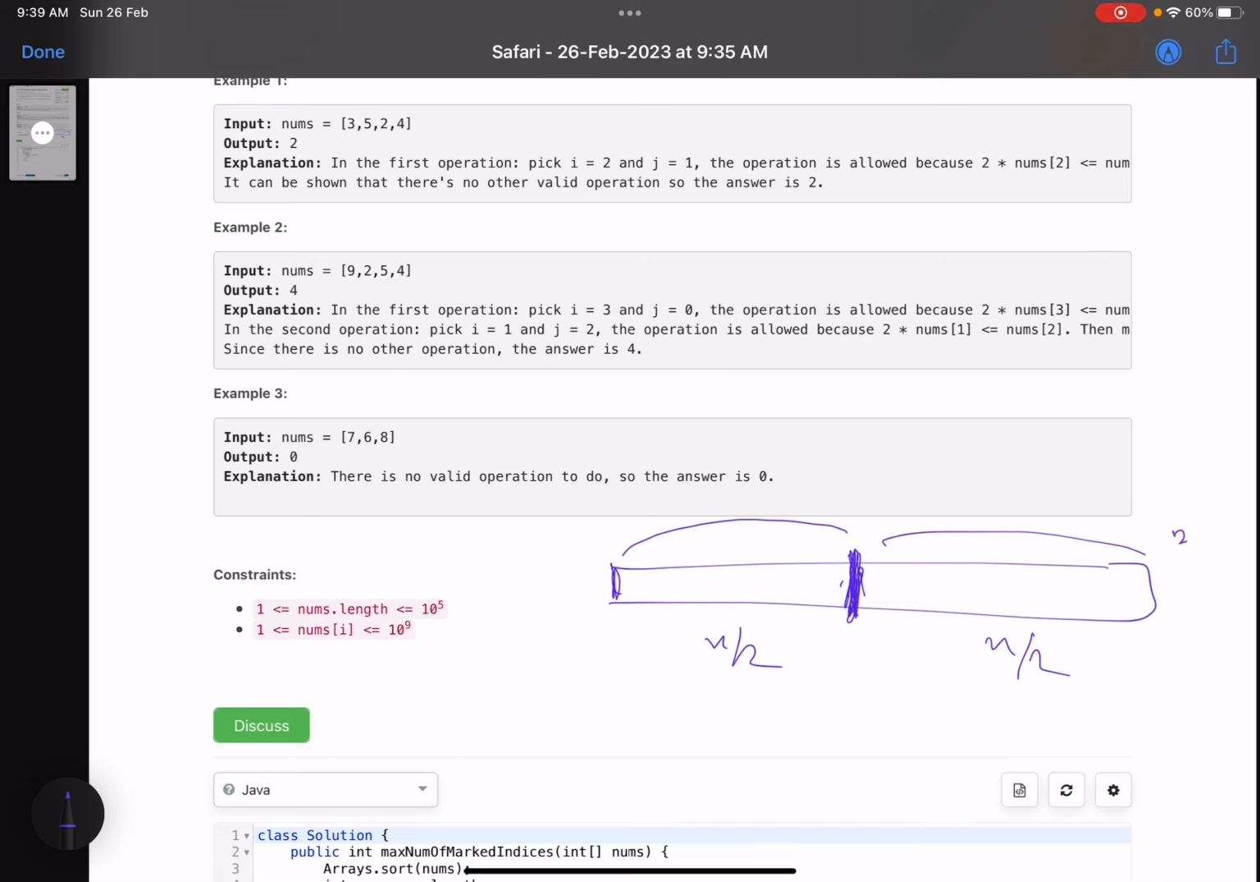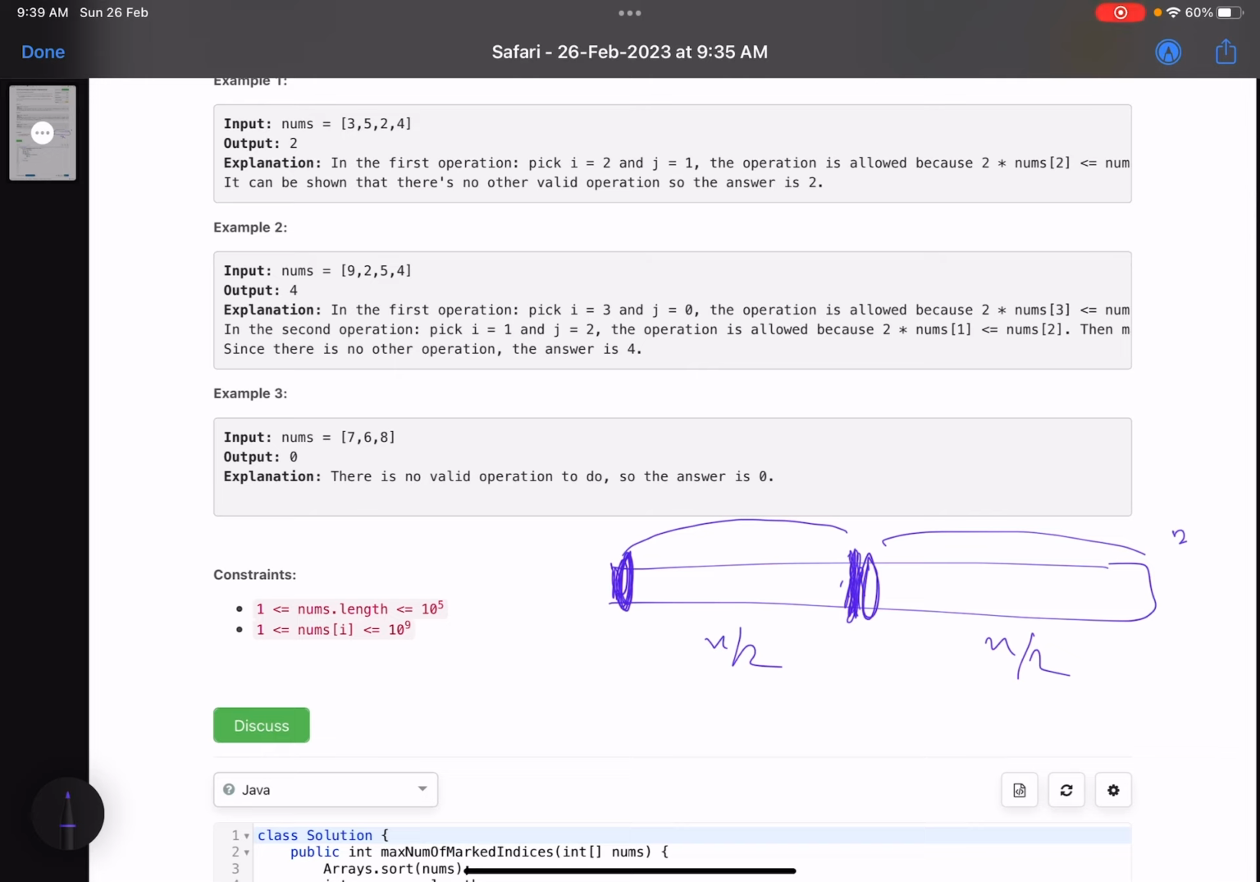Now what I will do in this case is, I will try to see whether the numbers are forming a pair or not. So pick up the first number here, which will be the smallest number, and pick up one number here.